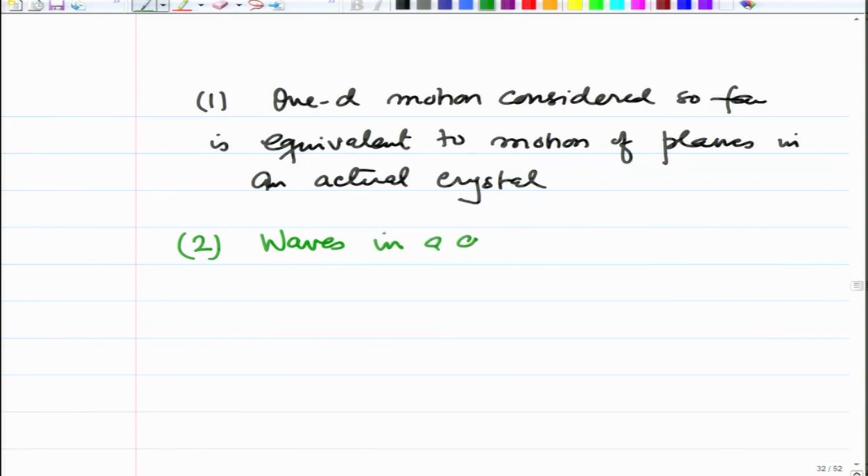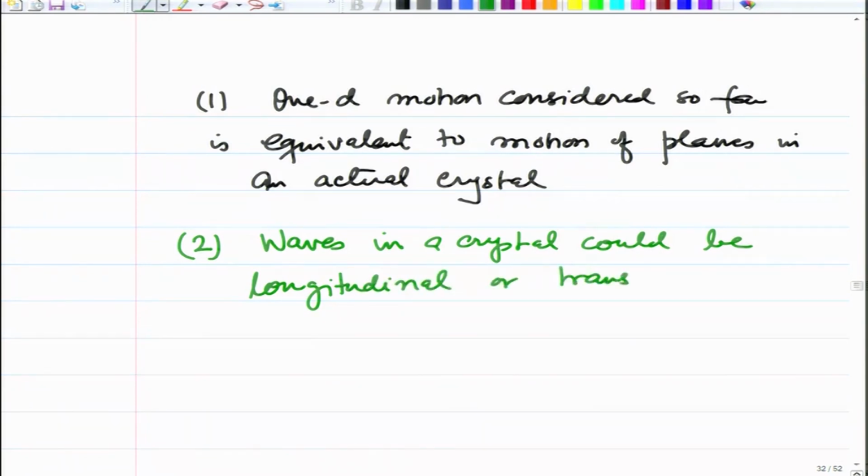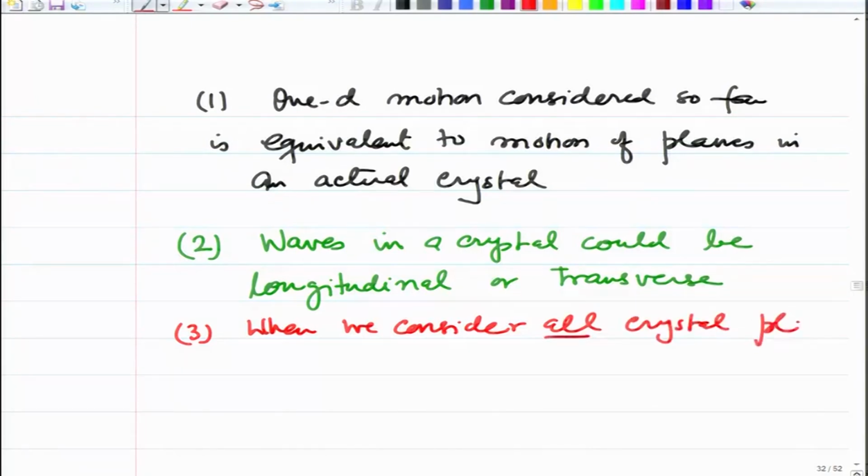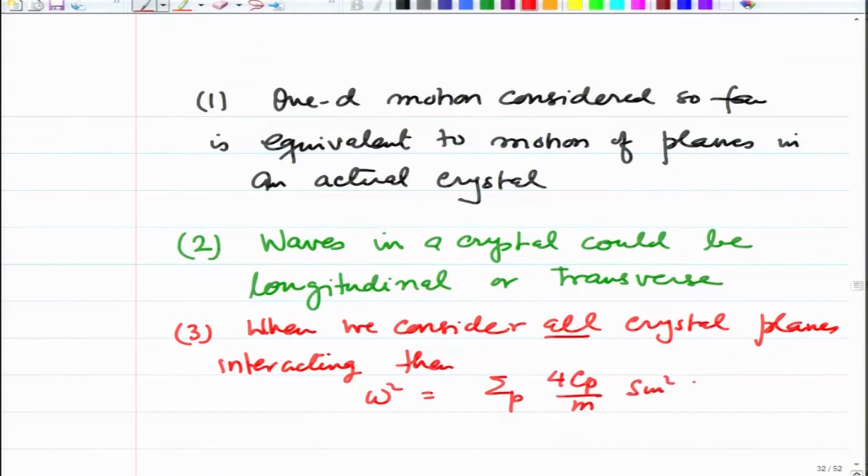Point number 2, that waves in a crystal could be longitudinal or transverse, and point number 3, when we consider all crystal planes interacting, then omega square equals summation over p of 4 Cp by m sine square k p a by 2, assuming spring-like force.